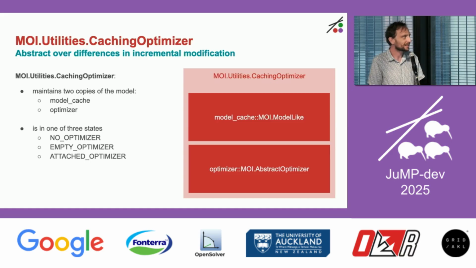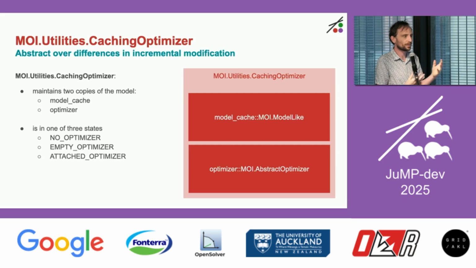So I also want to talk about this caching optimizer in a little bit more detail. We've kind of talked about this a little bit over the last 2 days. It's been hinted at that there are persistent optimizers, and then there are these one-shot optimizers. And we often build an optimizer or a model instance, and then we want to modify it. But only some solvers know how to modify their problem data.